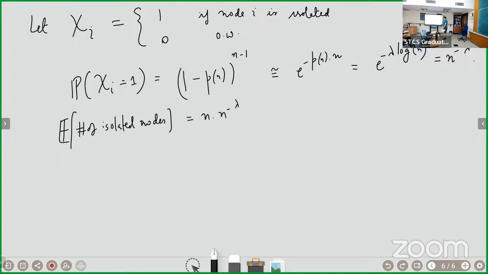What's one way of showing that? So if expectation goes to 0, then probability also goes to 0. What do you want to show? You want to show it goes to 1. You want to show the probability of not having connectivity. That we should.